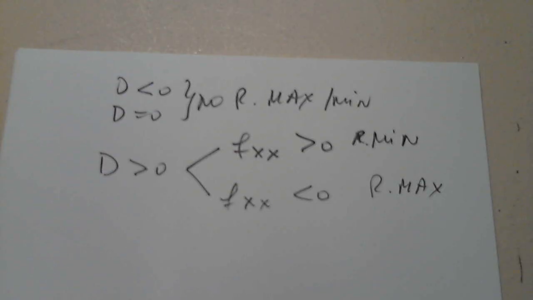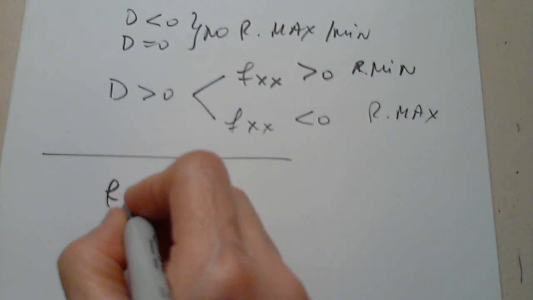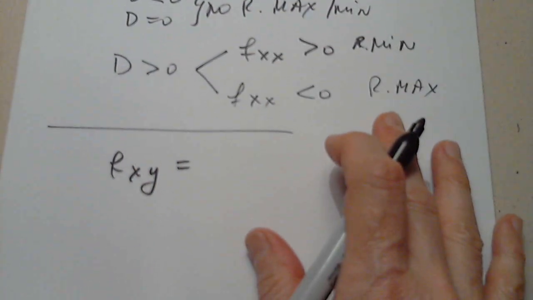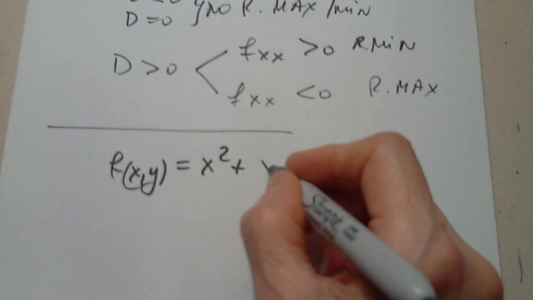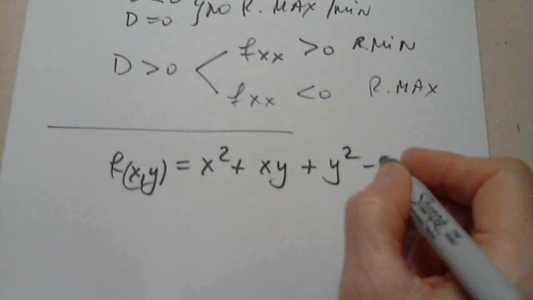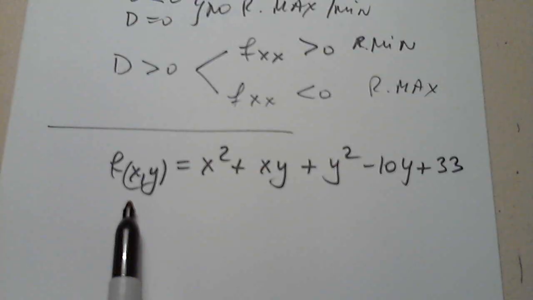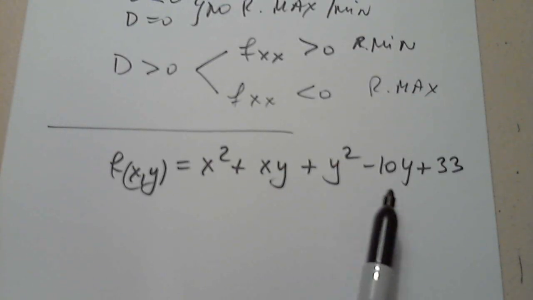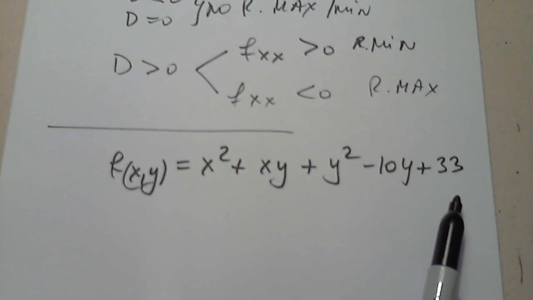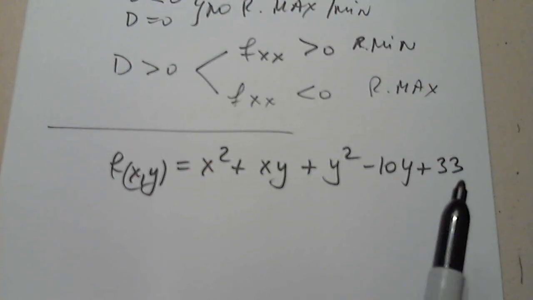I have the problem if you're ready. I am ready. It's f(x,y) equals x squared plus xy plus y squared minus 10y plus 33. Let me repeat. f of x comma y is x squared plus xy plus y squared minus 10y plus 33. Yes, ma'am, that's correct. Okay, perfect.